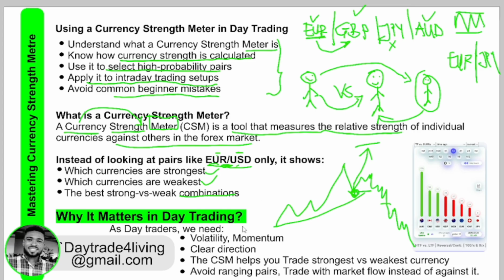Okay, so why do we need it? It tells us the momentum and volatility. It gives us the clear direction of the currency, and it also helps us to trade the strongest currency versus the weakest currency, as I've already explained. It also helps you to avoid ranging pairs and trade with the market and flow with it instead of going against it. So understand the currency meter is going to be a great tool for you as a trader.